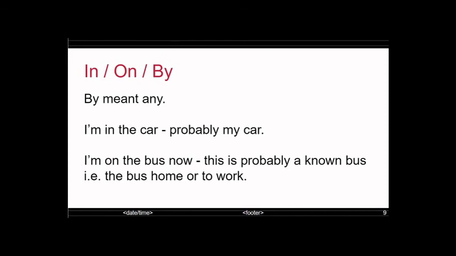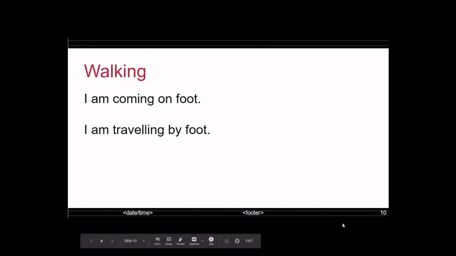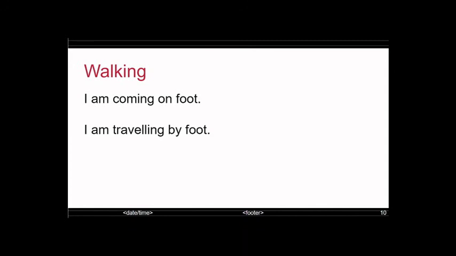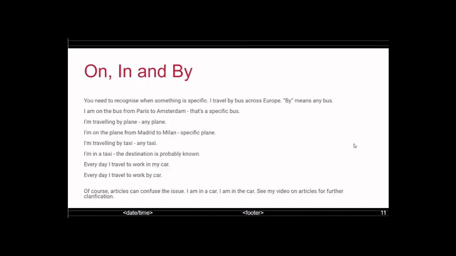So in this sort of example, by meant any. It was general, it was non-specific. If I say I'm in the car, then probably I'm talking about my car, or I'm on the bus now. The other person I'm talking to probably knows of this bus. For example, it could be the bus home, or the bus to work, or the bus between Paris and Madrid. Now, walking, you can say I'm coming on foot, I'm walking, I'm traveling by foot. So we can use on or by with walking, on foot, by foot.